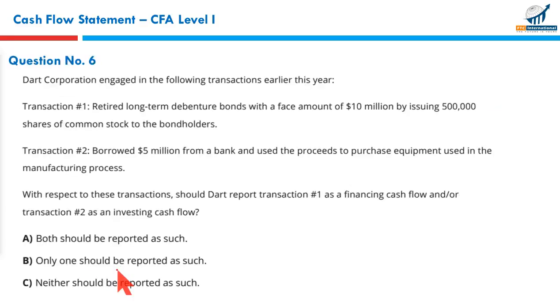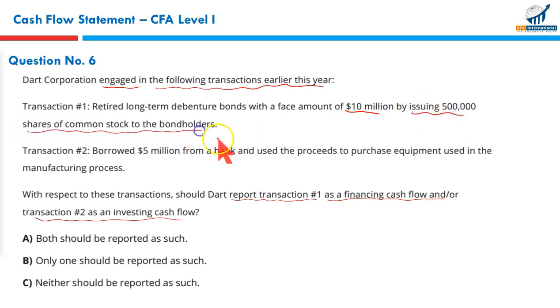That's B. Moving on. DART Corporation engaged in the following transactions earlier this year. With respect to these transactions, should DART report transaction 1 as a financing cash flow or should it report transaction 2 as an investing cash flow? We need to read what the transactions are. Transaction 1 says retired long-term debentures with face amount of 10 million by issuing 500,000 shares of common stock to the bondholders.